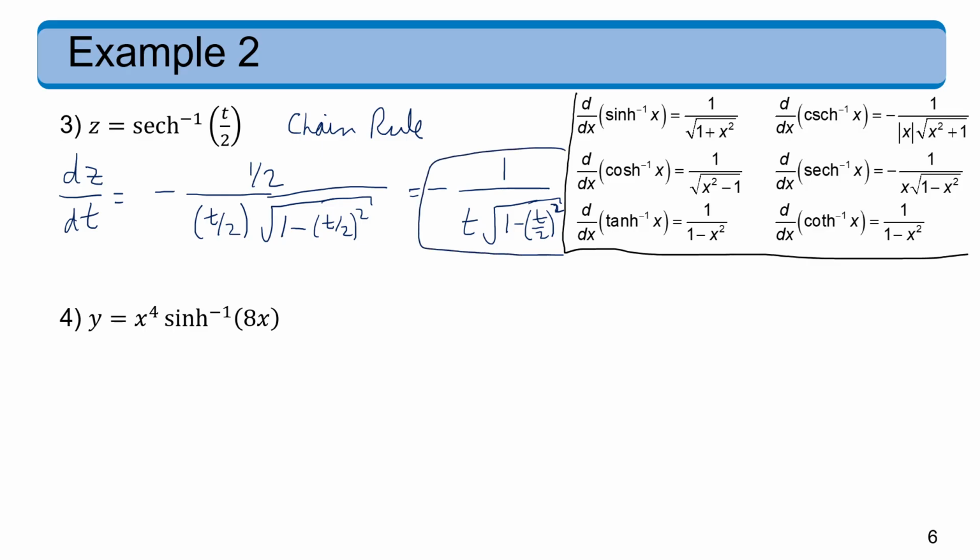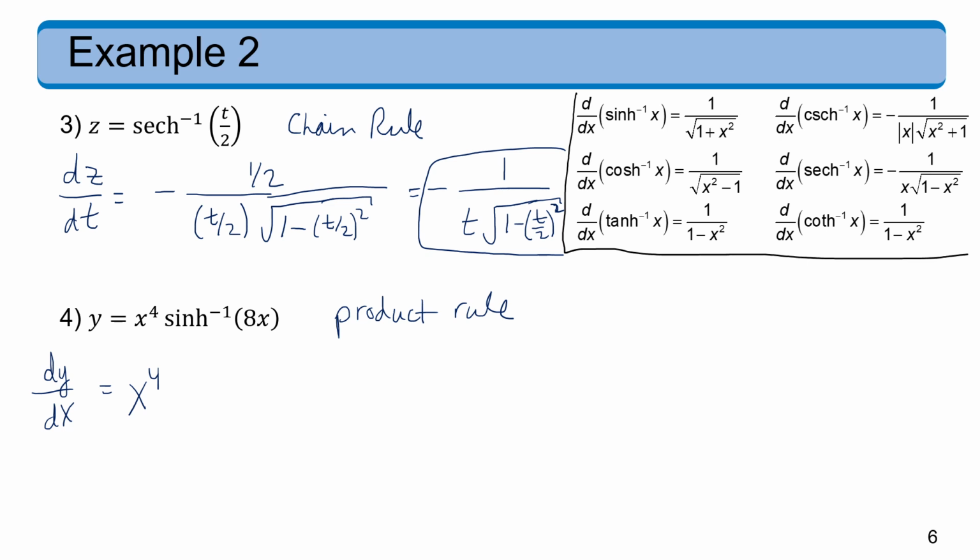Going to number 4, this one, we do have a chain rule at some point, because there's 8x instead of a plain x. But notice the bigger picture is the product rule. We have a product of 2 functions of x, so we need to start with the product rule. So our derivative will be dy dx. We start with first times derivative of the second.